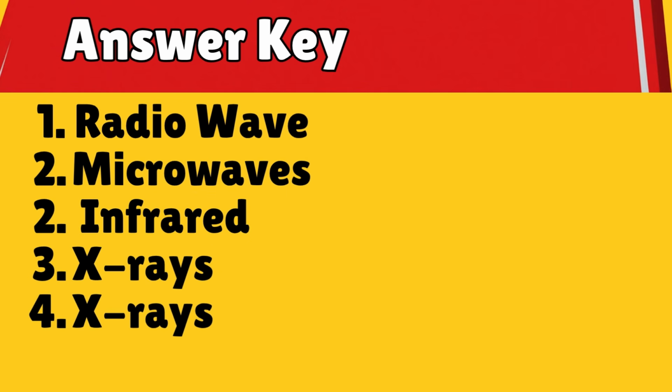Let's check your answers. Number 1, the correct answer is radio wave. So the father uses radio waves. Number 2, the correct answer is microwaves. So in heating your foods, your mom uses microwaves. And then, used in remotes, it's infrared. Number 4, your brother that has an injury used X-rays.